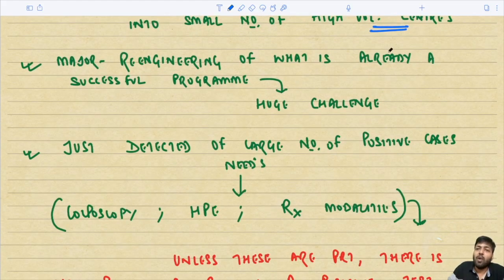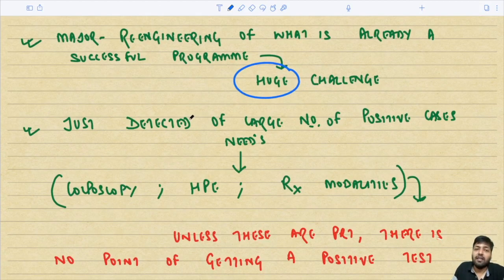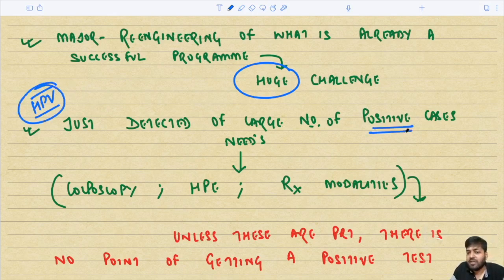Now, major re-engineering of what is already a successful program presents a huge challenge. As I already told you, the current cervical carcinoma screening program based on cytological evaluation is already a successful program. How we can make it more successful presents a huge challenge. A very important thing is that if we are doing molecular testing of HPV, just detecting a large number of positive cases is not enough. That is the easiest part. For example, molecular testing of HPV has a high sensitivity, so a large number of cases will become positive. But just getting an increased number of positive cases is not the job done. That is the easiest part of any screening program.